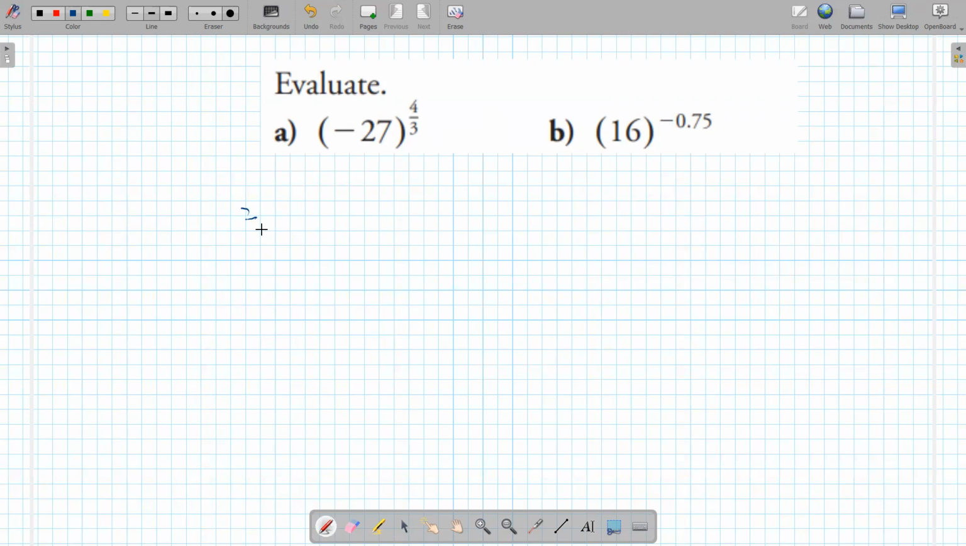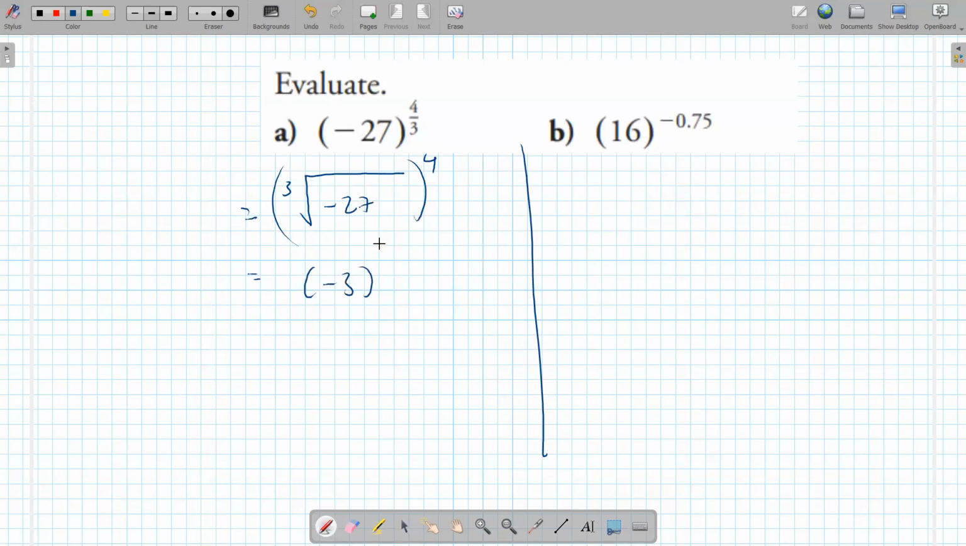It turns into the fourth root of negative 27. No, not the fourth root. The denominator is your index, the third. Yeah, it's going to be the third root. So it becomes the third root of negative 27. I like doing it this way because I can do this in my head. So what's the third root of negative 27? It's negative 3. So you have negative 3 to the power of 4, which is 9 times 9, 81.